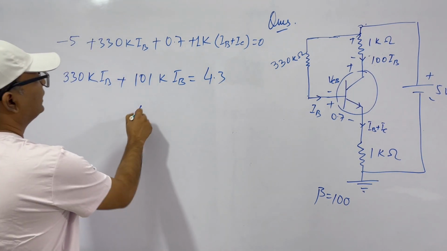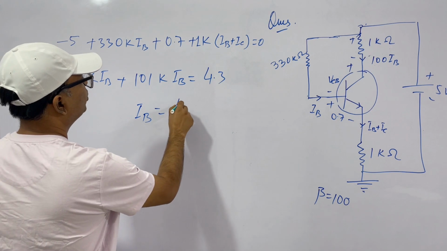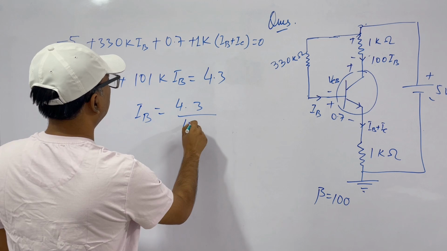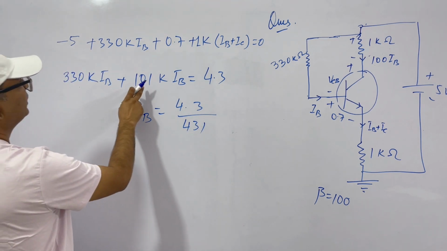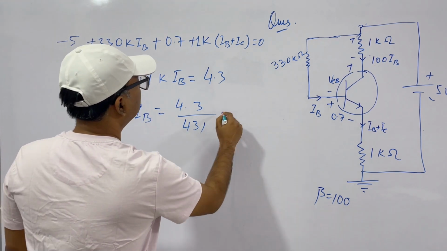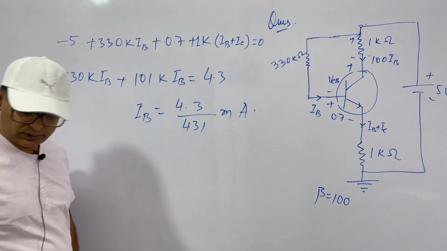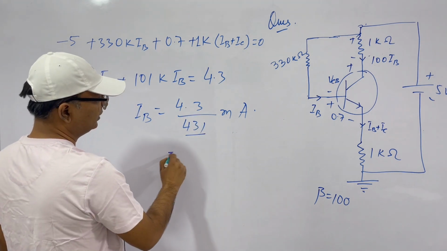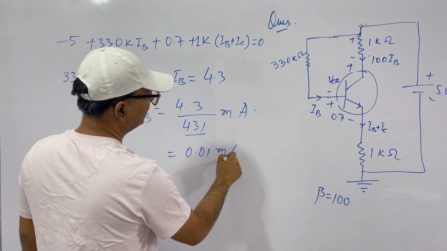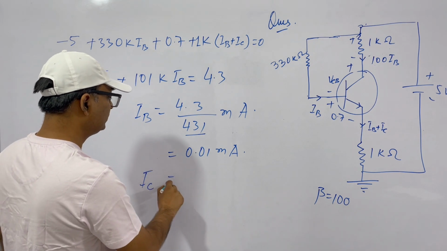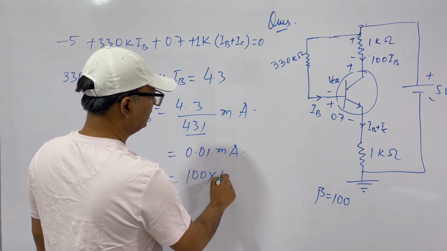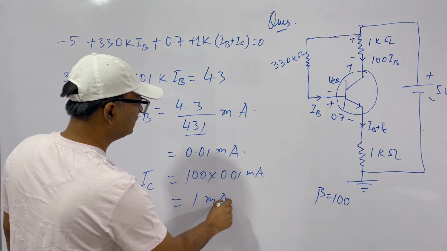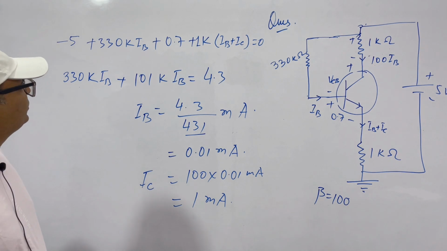So what do we get? We get IB is equal to 4.3 by 330 plus 101, that is 431. Clear? 330 plus 100 is 430, and 1, and kilo ohms becomes milliampere here. So 4.3 by 431. Let's see. 1 by 100, so 0.01 milliampere. Therefore IC is equal to 100 into IB, that is, we get 1 milliampere. IC is 1 milliampere. Clear?